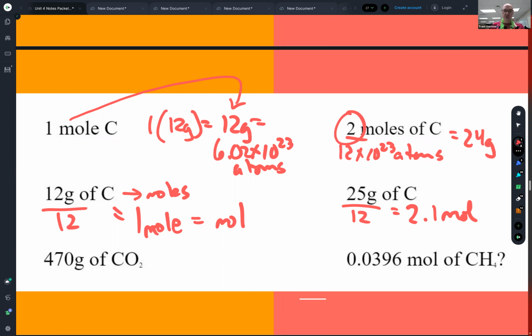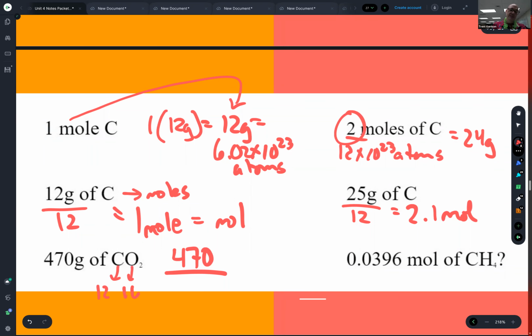Well, what if I start dealing with a molecule? So I do the same process, but I have to go and add up the weights. Carbon weighs 12, the oxygens weigh 16. If I add all that together, it's 44. So 470 divided by 44. And what you get is 10.7 moles.